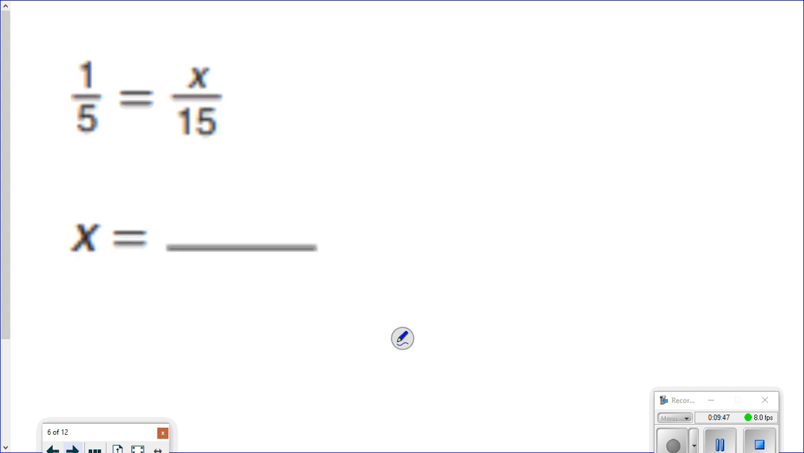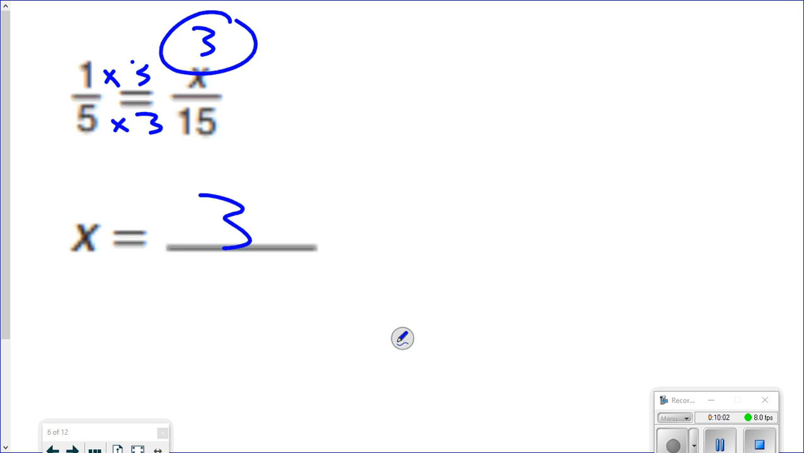Let's keep cruising along here, okay? 1/5 equals x over 15. Remember that little thing I told you in the very beginning of this lesson? Whatever you do on the bottom, you have to do on the top. Let's take a look here. 5 times 3 is 15. So 1 times 3 is 3. That means my x equals 3.